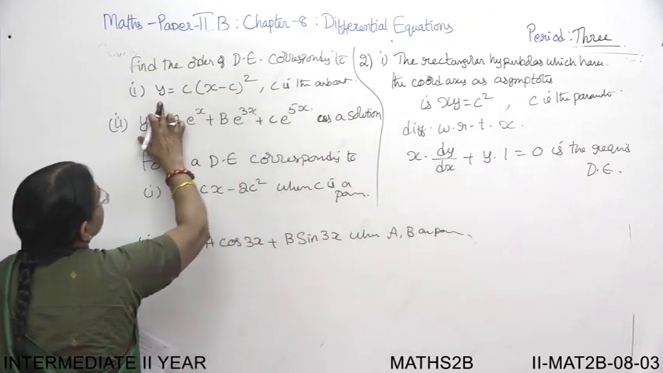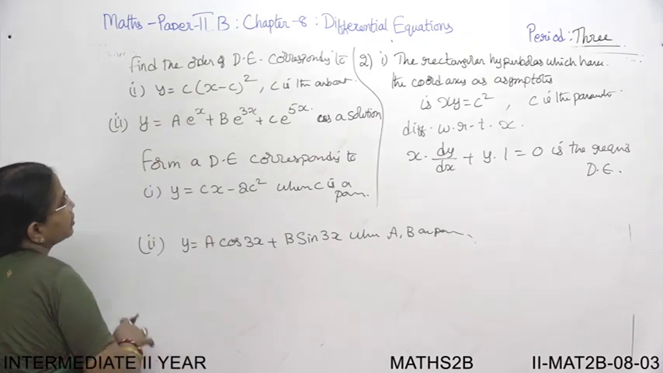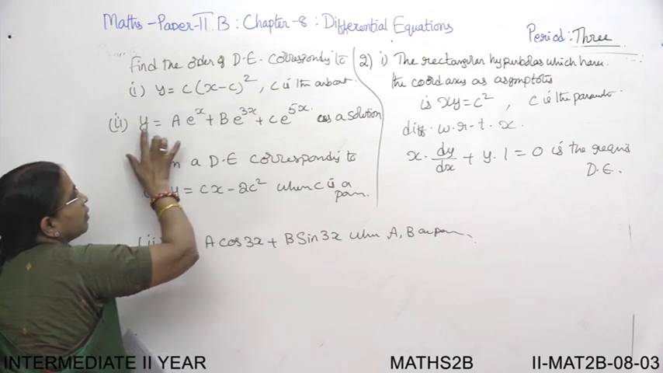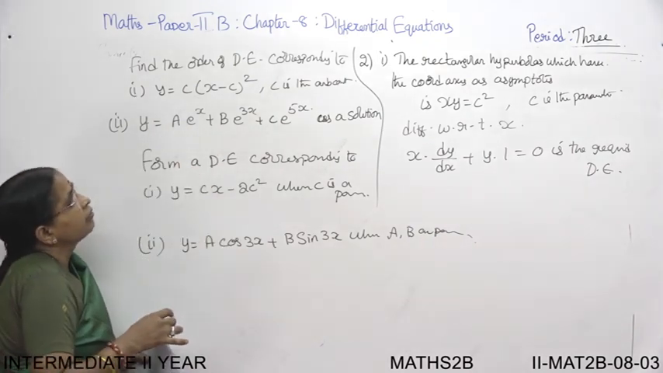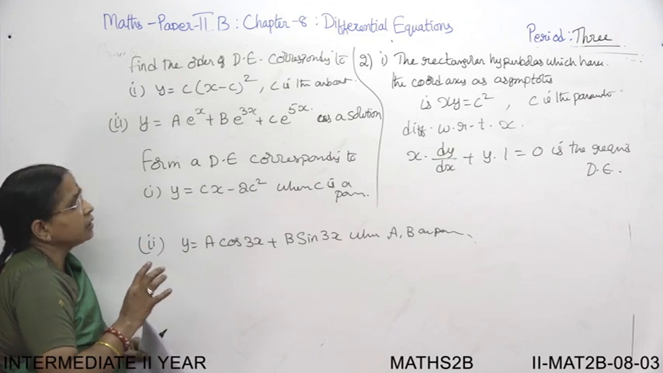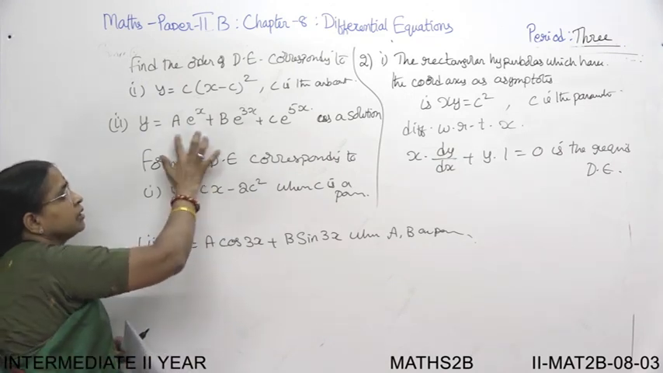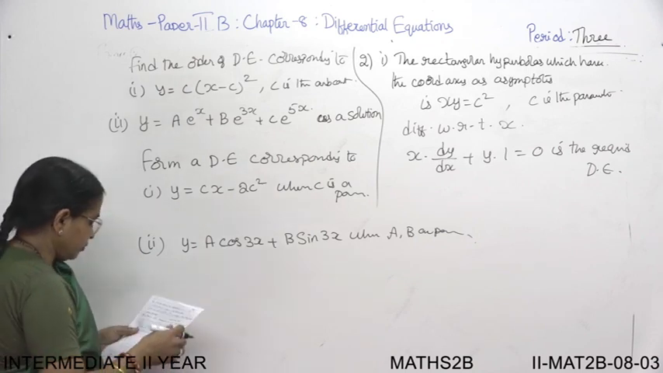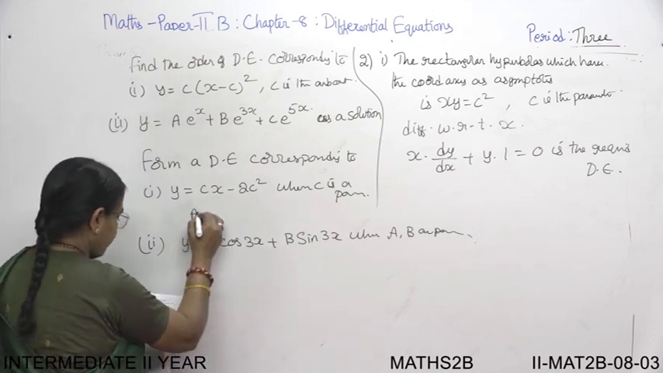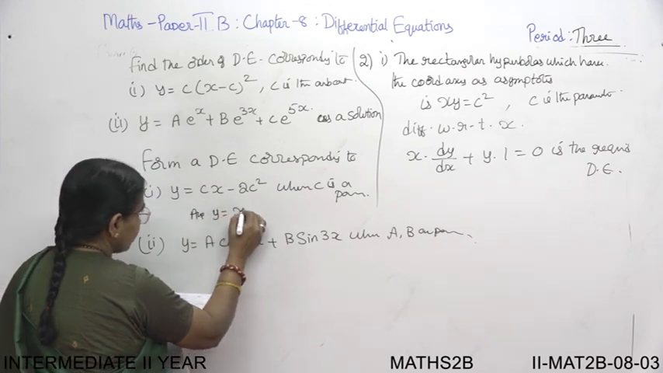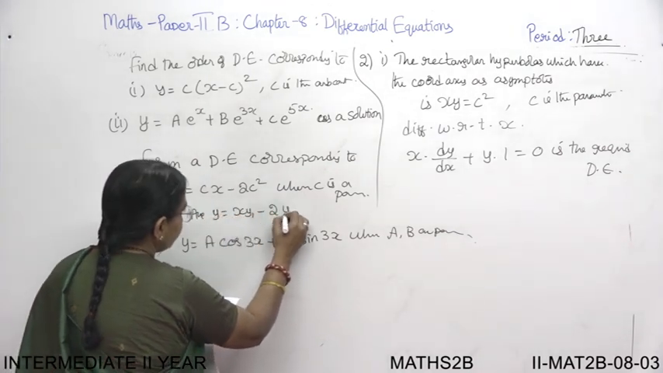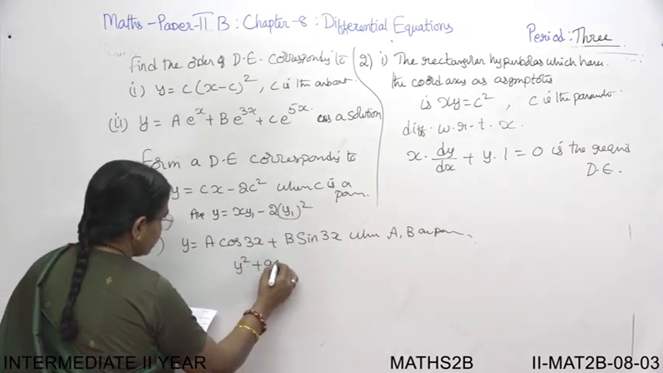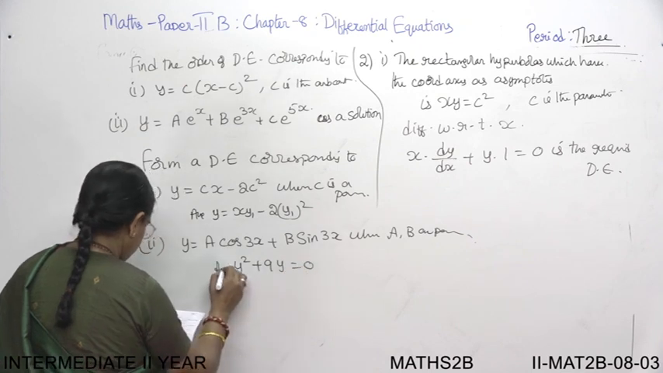Find the order. If it is a 2 marks question, you can just mention like this: since there are 3 arbitrary constants, the order of the differential equation for which this is the solution is 3. Otherwise, you find out y1, y2, y3 and eliminate. For this one, the answer is y is equal to xy1 minus 2y1 whole square. For this, the answer is y2 plus 9y is equal to 0. You can try these problems.